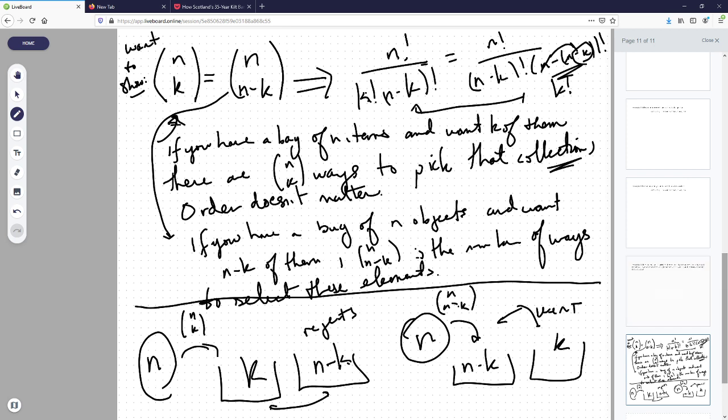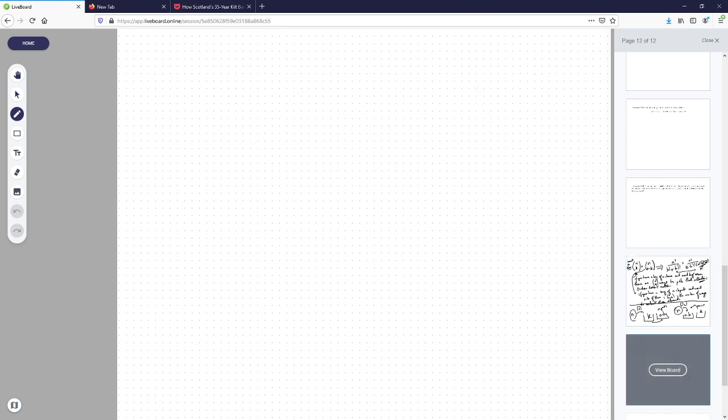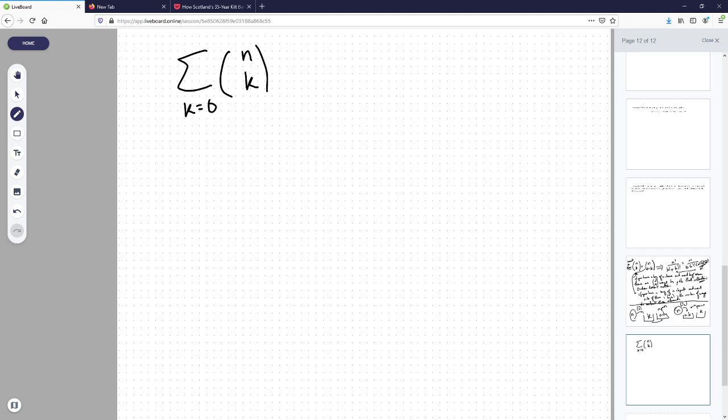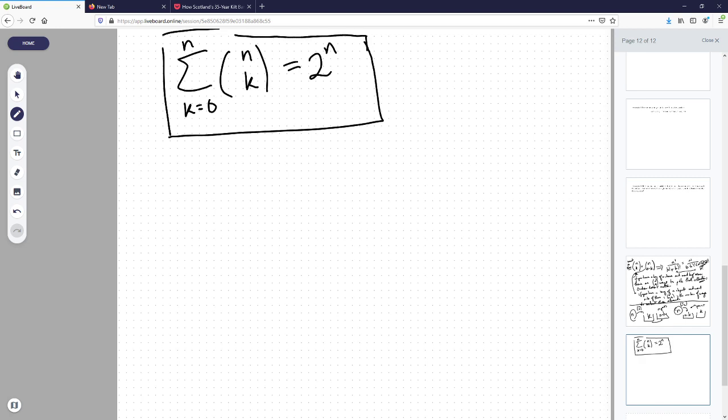Okay, so let's do one more combinatorial argument. Let's do something a little more complex. Let's try to show this fact. So as it turns out, when you add up all of the n choose k's from k equal to 0 to n, you're going to get 2 to the n. Now, there's another way to do this using the binomial theorem, but let's do this using a combinatorial argument.